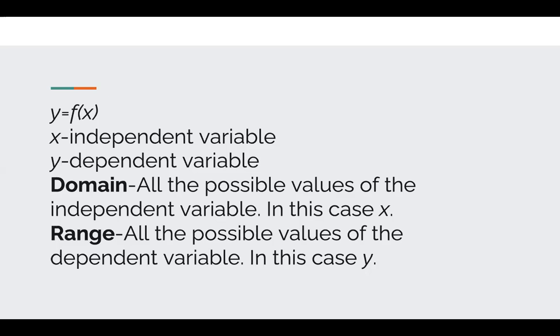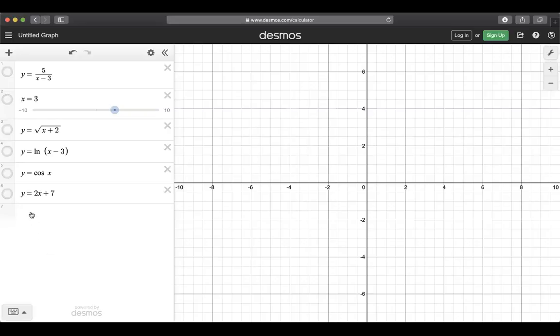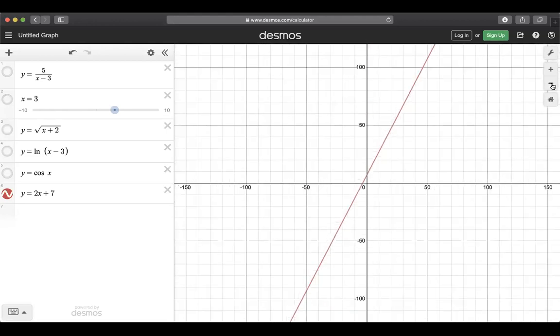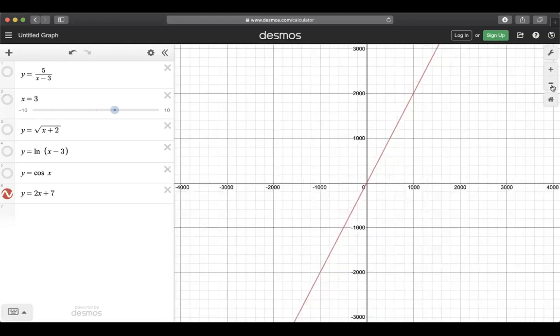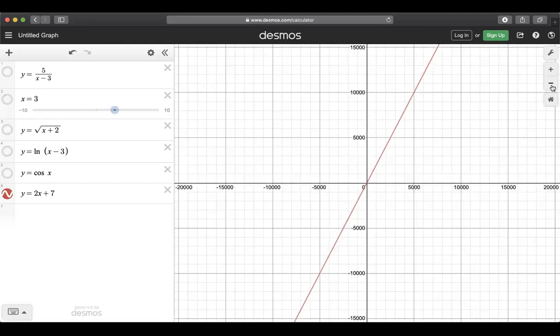So let's take a look at a few different functions and see if we can see that from their graphs. So let's start with the function y equals 2x plus 7. As you can see, this function is continuous. If we zoom out, we can see that for any x value, we get a y value.